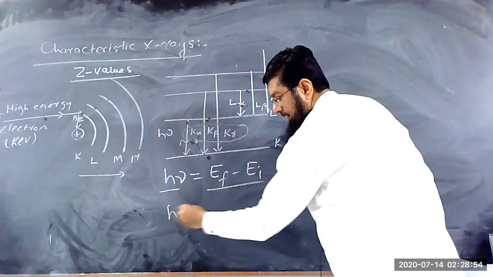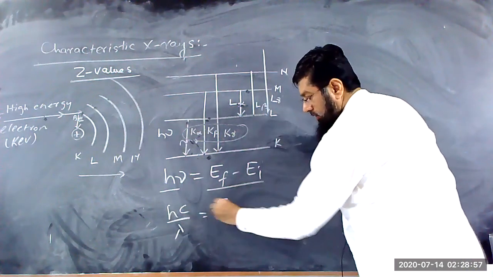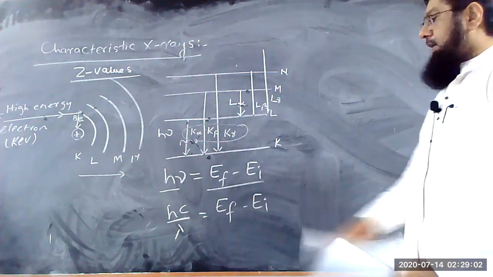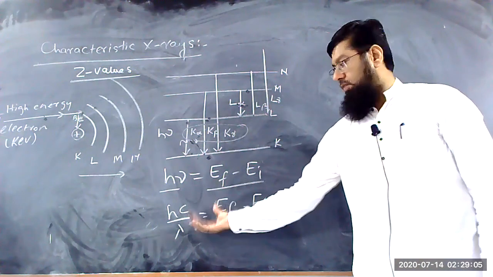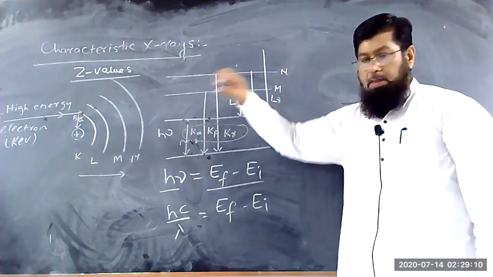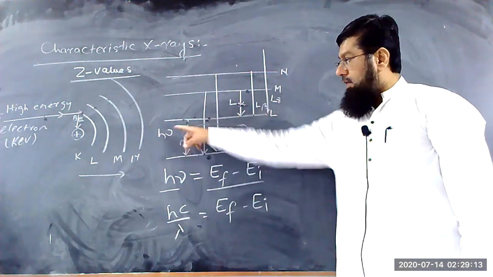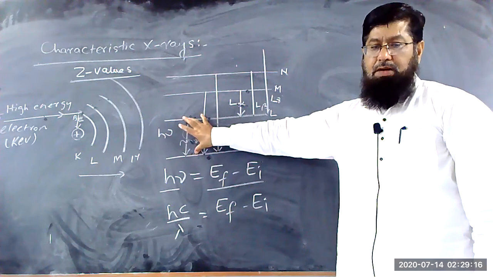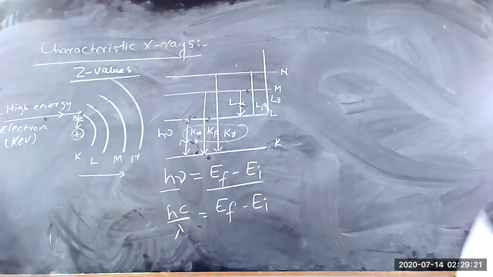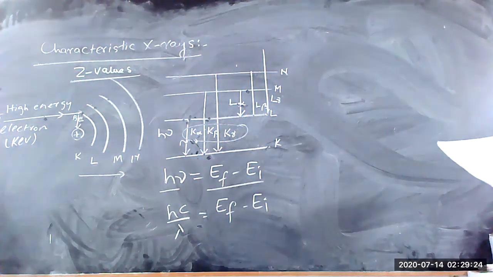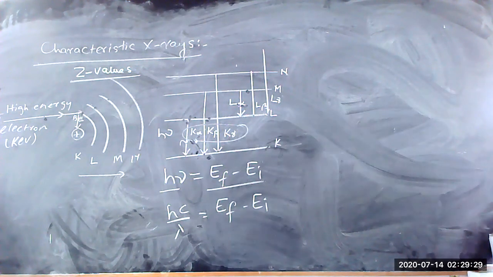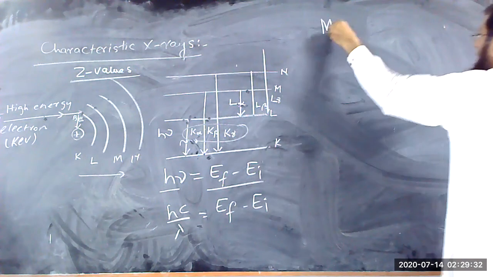This can be written as hc over lambda is equal to Ef minus Ei, final minus initial, which we have seen in Bohr's model for the hydrogen atom. Similar quantum theory is applicable over here. The photon which is emitted out must have its energy equal to the energy difference of the two levels. So now we have to look at Moseley's law. Moseley's law gives the relationship between the frequency of the emitting line and the atomic number.